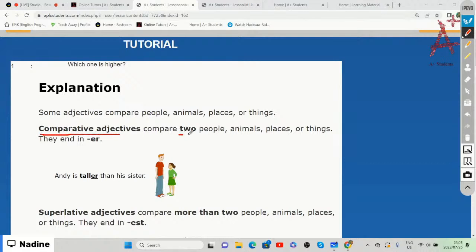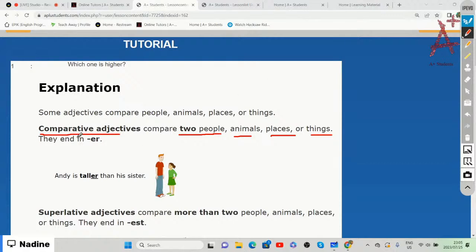Comparative adjectives compare two people, animals, places, or things. So only two. It's comparing yourself to Jane, or to John, or to something else, comparing one tree to the other tree, the dog to the cat, for example. Comparing two places. That is comparative adjectives, where you're comparing something to a different thing. So it's only comparing two people, two animals, two places, or two things.